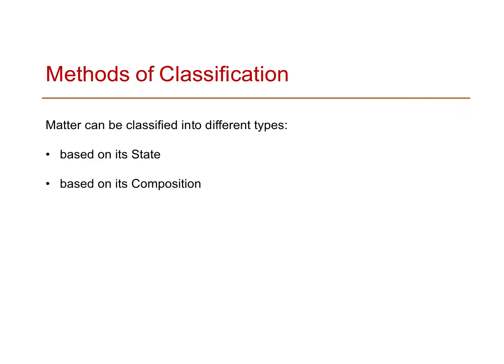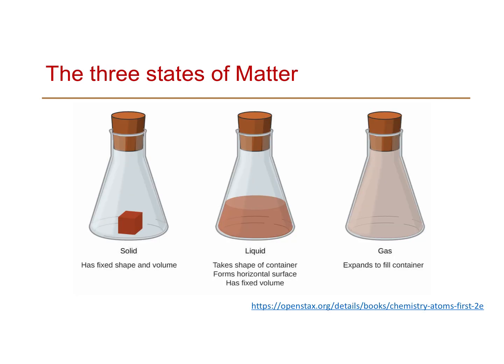Next, let us discuss various types of classification of matter. Matter can be classified into different types, first based on its state, and then based on its composition. Based on its state, matter can be classified into 3 different categories: solid, liquid, and gas.